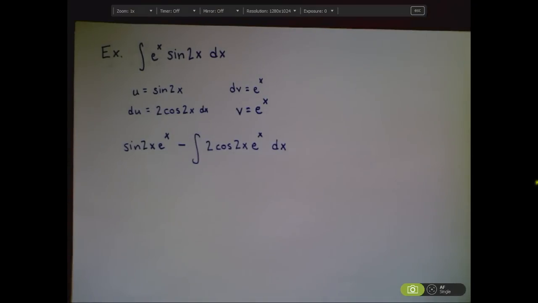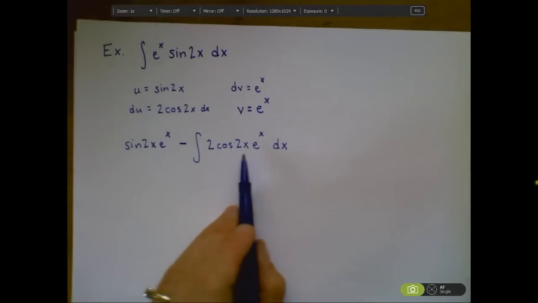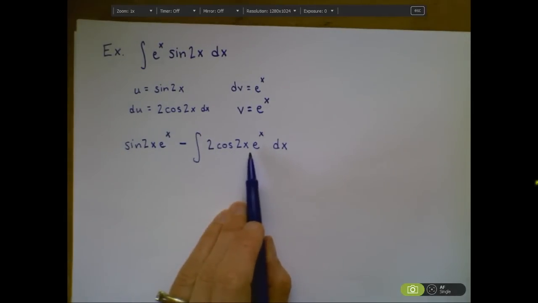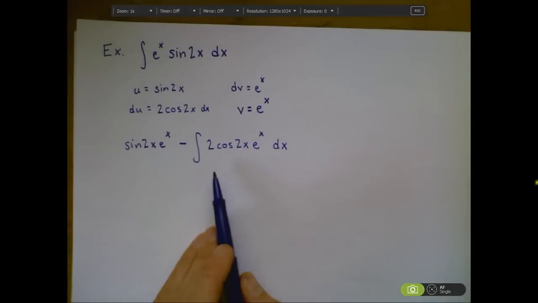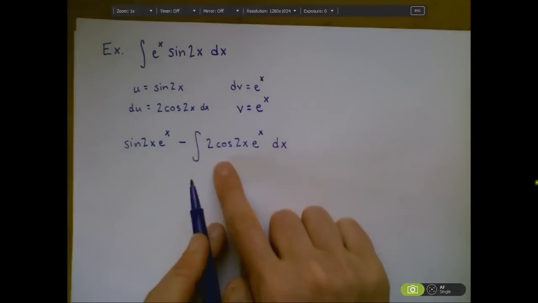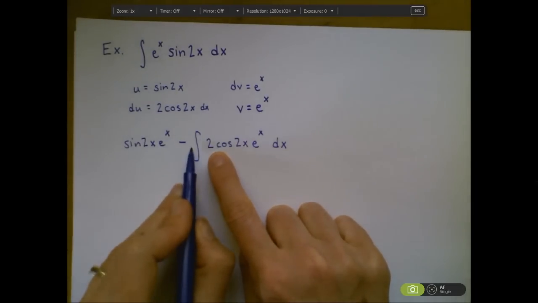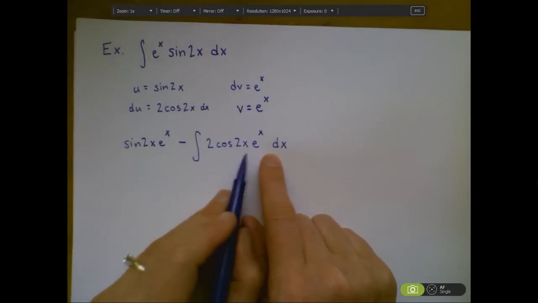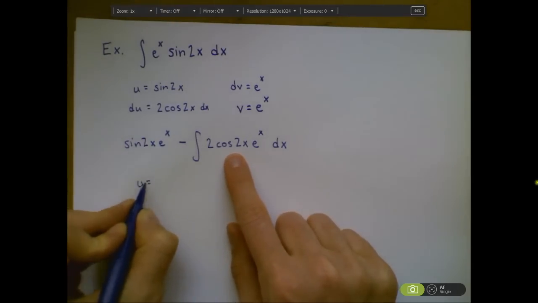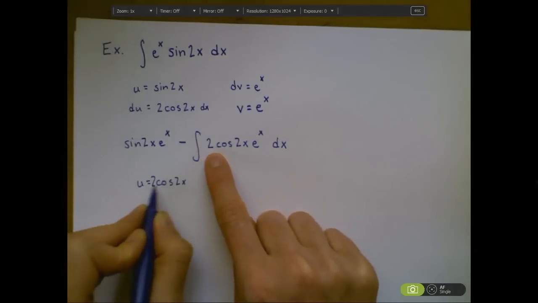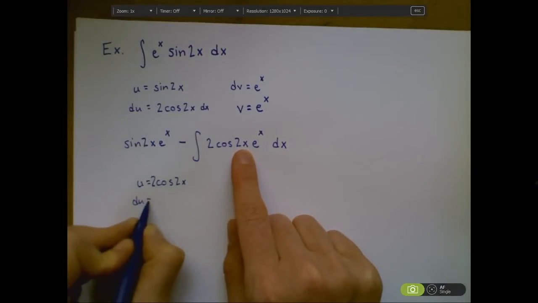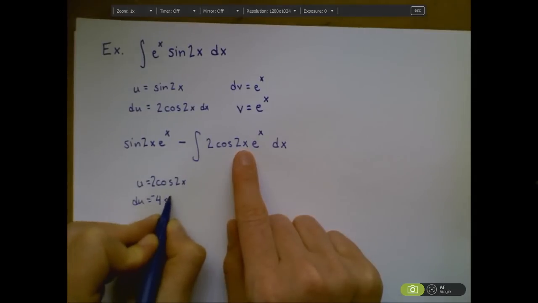And you say to me, well, Carolyn, this doesn't look like it's gotten any easier, right? We're sort of back at where we started. And I say, well, do not despair. We will do one more step of this, and then everything will become clear. So let's do this one more time. I'm going to factor out the 2 so that we don't have to deal with it. And we're going to do by parts again, again letting u equal cosine of 2x. Maybe I'll put the 2 here, 2 cosine 2x. So then du would be equal to negative 4 sine of 2x.